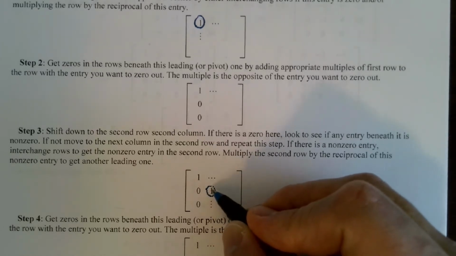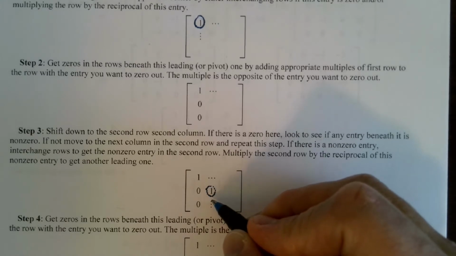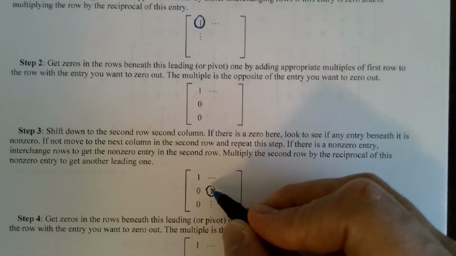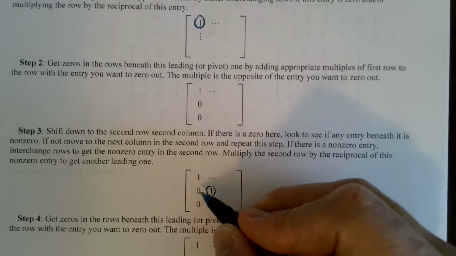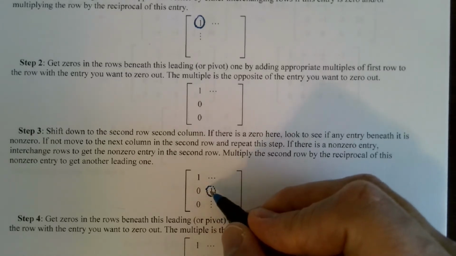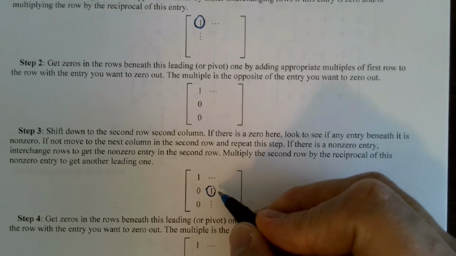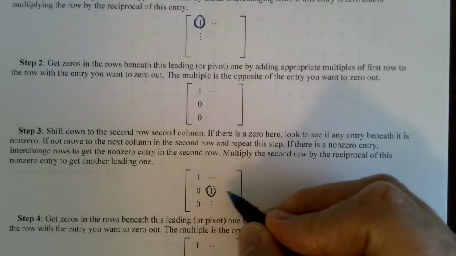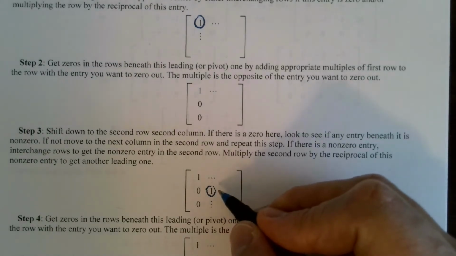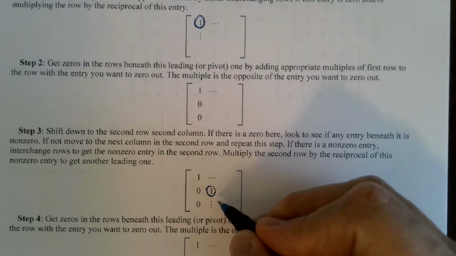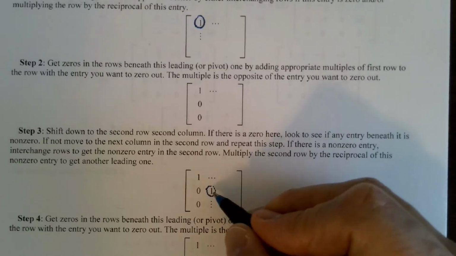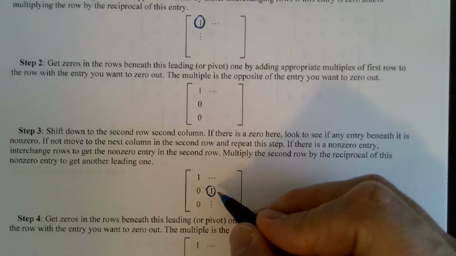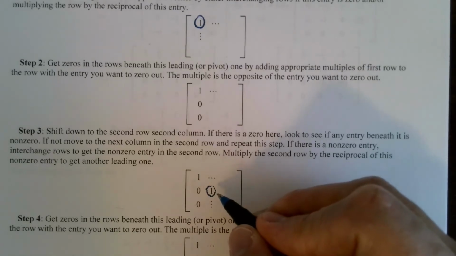But it could be possible that this entry is 0 and all the entries beneath it are 0. What if that happens? What if there's all zeros from this entry right here in the second row, second column, all the way down? Well, that means we then move to look for a leading one in the third column of the second row. We shift over one more. So it is possible for that leading one to be shifted further to the right. Eventually we'll hit a column that has non-zero entries on or below the second row, and we can then get a leading one in that column.